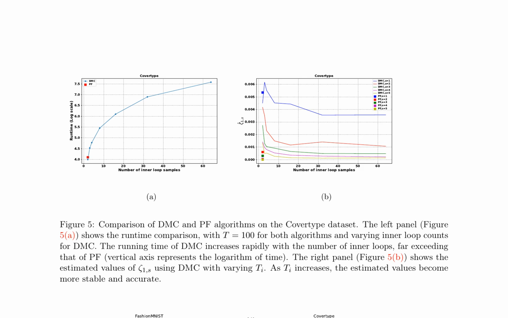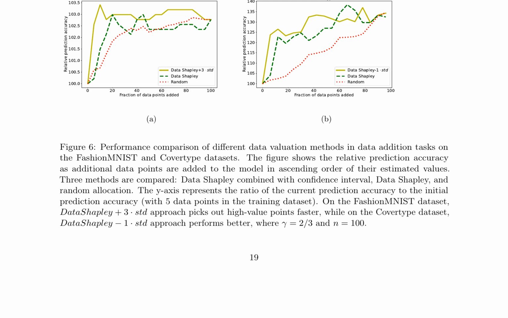A comparison of relative prediction accuracy is presented in Figure 6, where additional data points are added to the model using Data Shapley combined with a confidence interval, Data Shapley, and random allocation. The results reveal that the Data Shapley plus 3 STD approach is effective for the fashion-MNIST dataset, whereas the Data Shapley minus 1 STD approach performs better on the cover-type dataset.